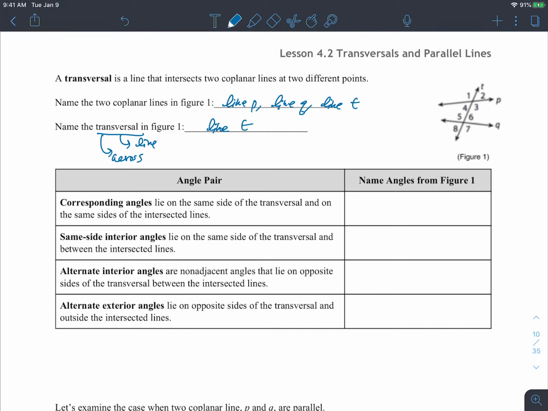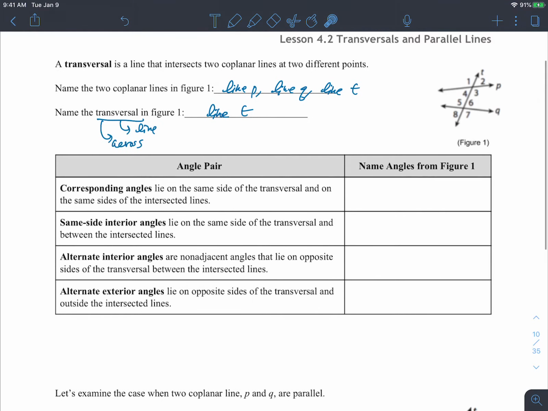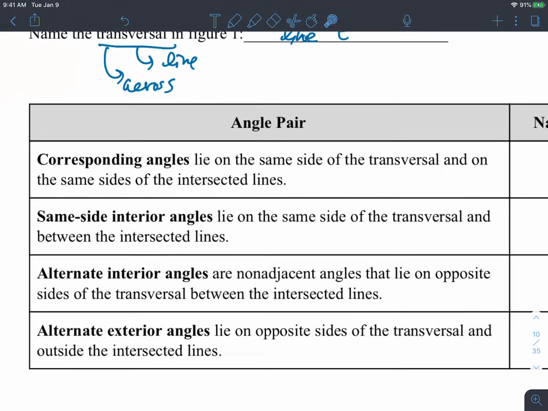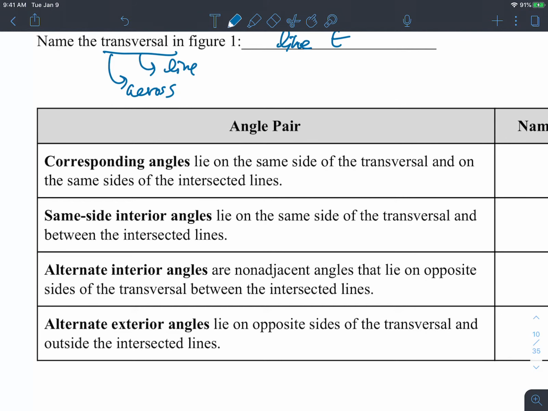Now let's talk about a very important angle. We're going to be talking about this for the rest of the year. Corresponding angle. A corresponding angle lies on the same side of the transversal and on the same side of the intersected lines. Now when you put it that way, it sounds a bit confusing, right? So I'm going to do it this way. Let's say you have a line like this. It's on the same side of the transversal, which means the same side this way, and the same side of the intersected lines. So when you got these lines here, that'll be on the bottom side.